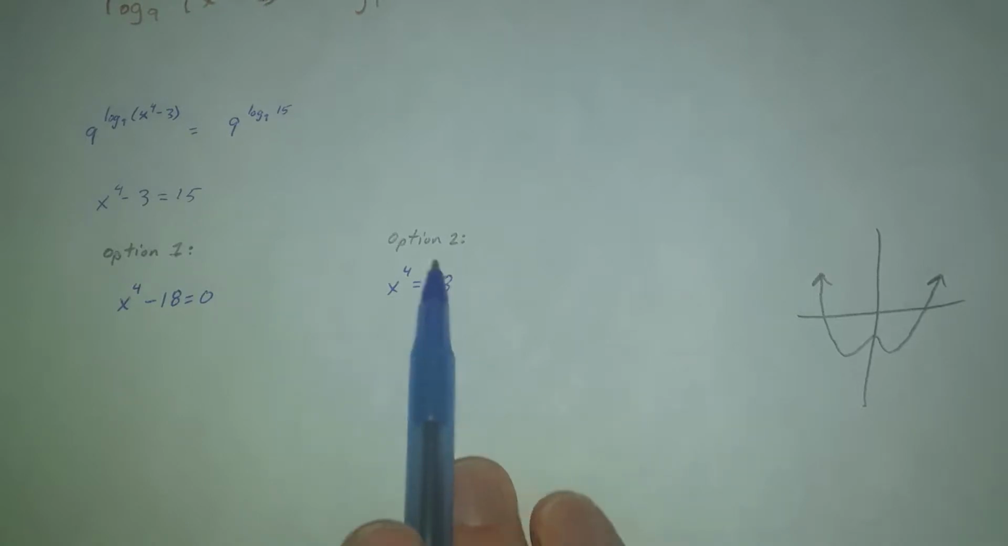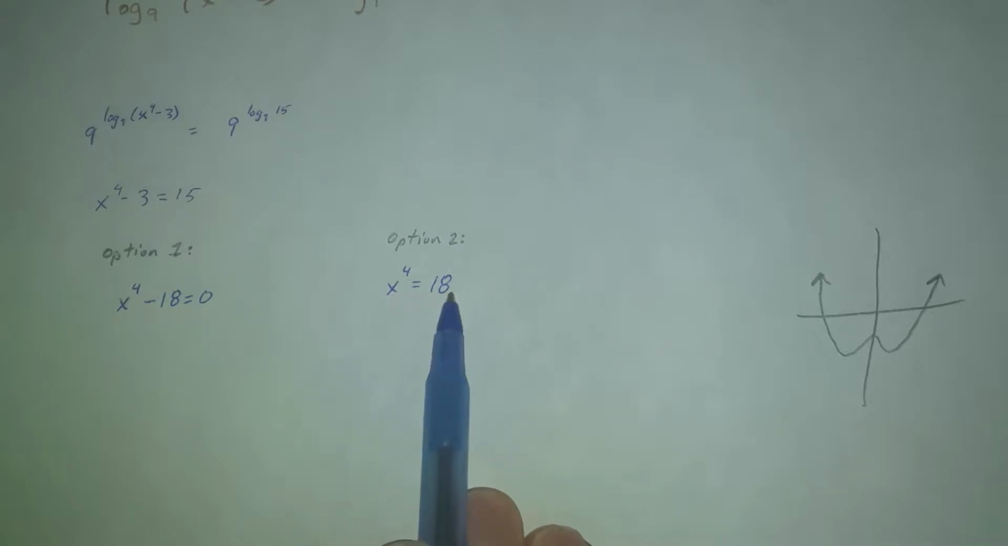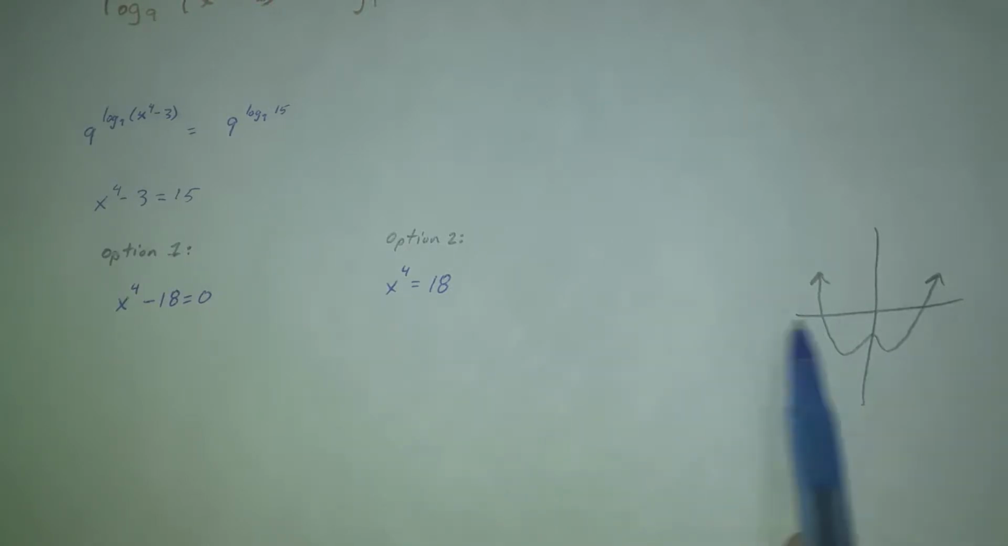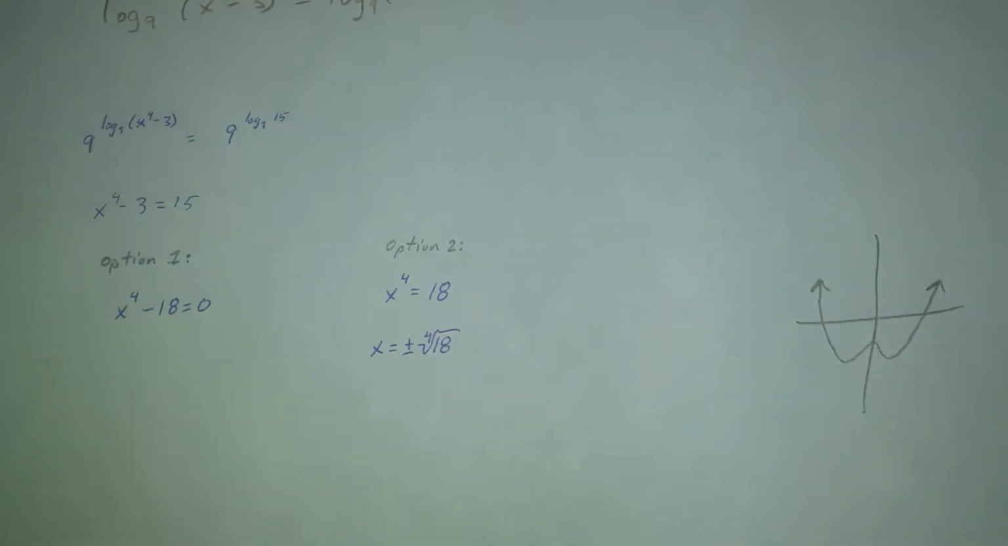So let's look at option 2 first. The easy way to look at solving this would be to take the 4th root of both sides, and so we have x equals the 4th root of 18, and that's going to be plus or minus that. That's these real roots that we see here. And that's kind of the straightforward look.